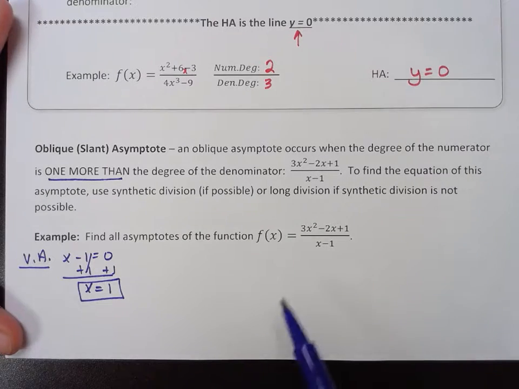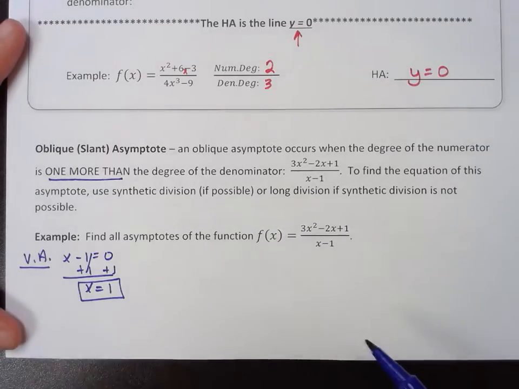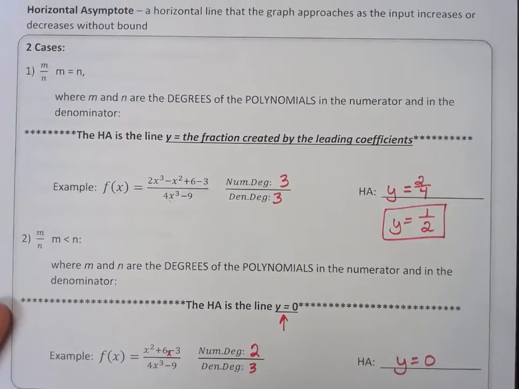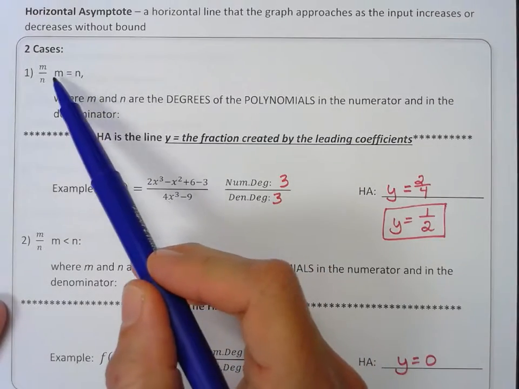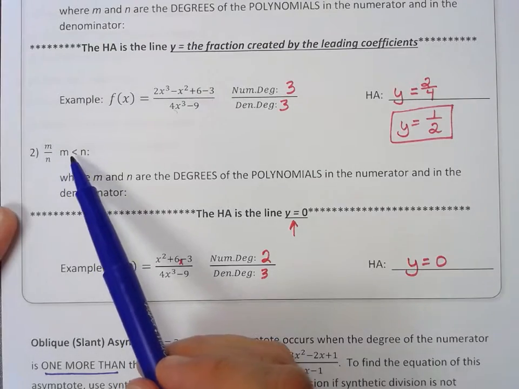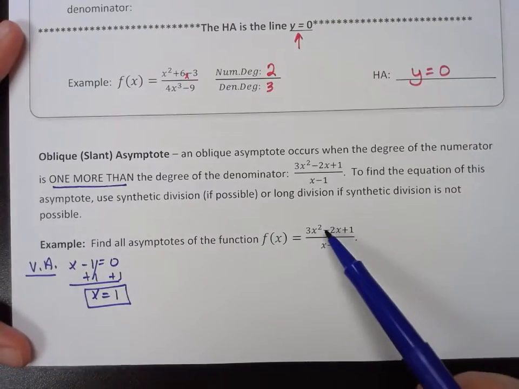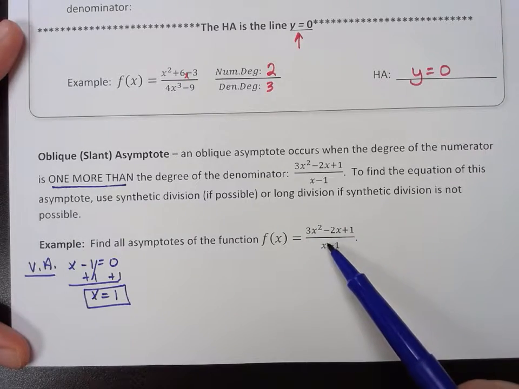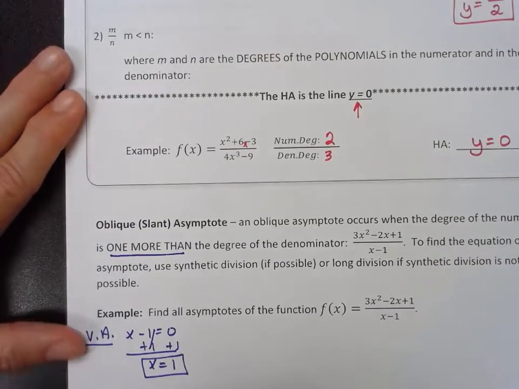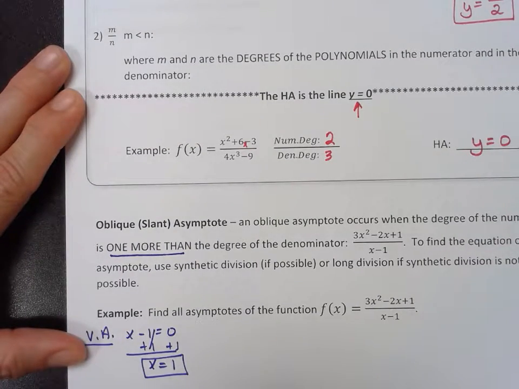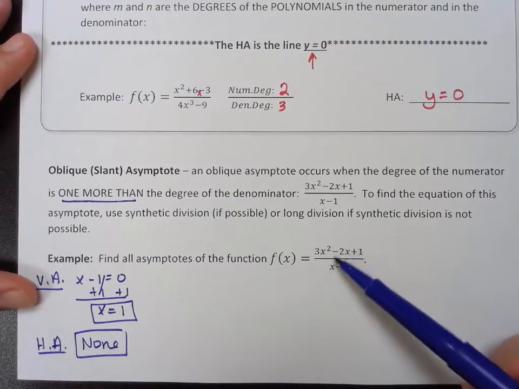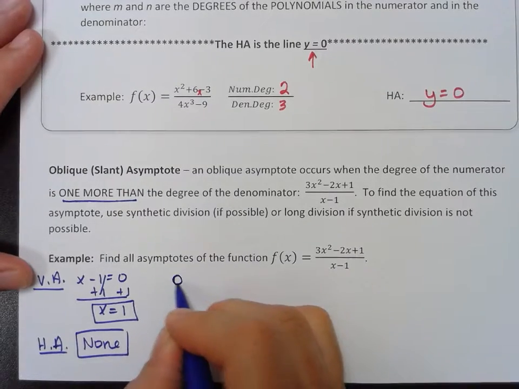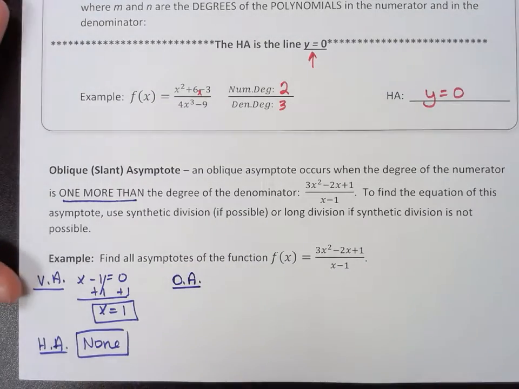The next part is to find the horizontal asymptote. Well, to find a horizontal asymptote, we have these two cases, where the degrees of the numerator and denominator are the same, or where the degree of the numerator is less than the degree of the denominator. This is 2, this is 1, degree 2, degree 1. So we don't have a horizontal asymptote. However, this degree is 1 more than this degree, which means we have an oblique or a slant asymptote.